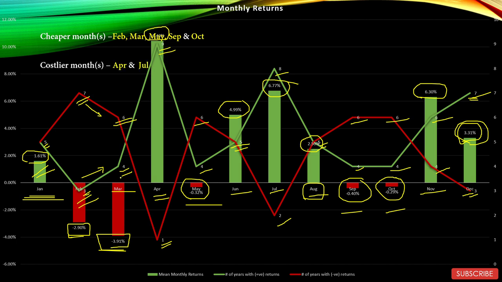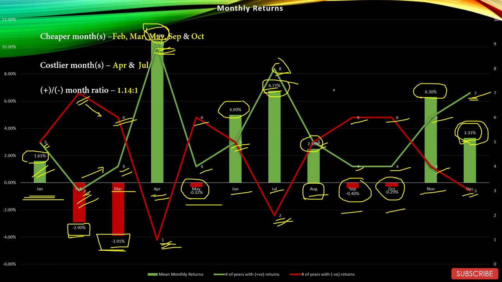the costlier months are April and July. April is clearly the best month for this sector with more than 10%, 10.43% average returns and 9 positive years in the last 10 years and only one negative. July too is a very good month for the sector with 6.77% average returns and 8 positive and only 2 negative years in the last 10 years.